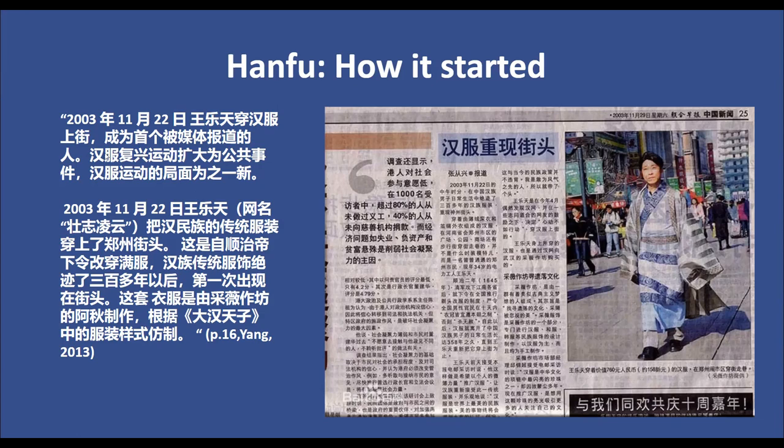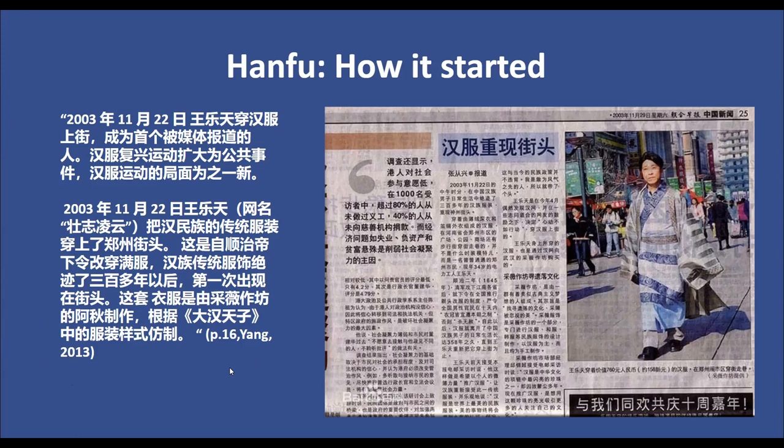So this bit says on the 22nd of November 2003, Wang Letian, username Zhang Zhilingyun, walked the streets of Zhengzhou in traditional Han clothing. This bit says, this is the first time traditional Han clothing has appeared on the streets since it went extinct more than 300 years ago by decree of the Shunzhi Emperor to wear Manchu clothing.